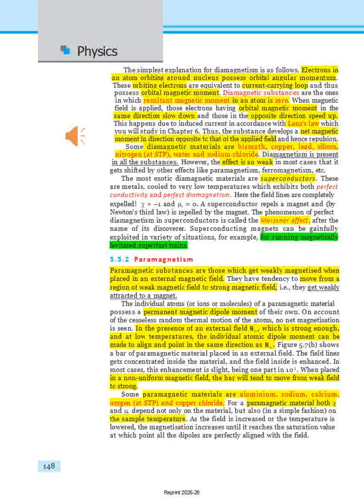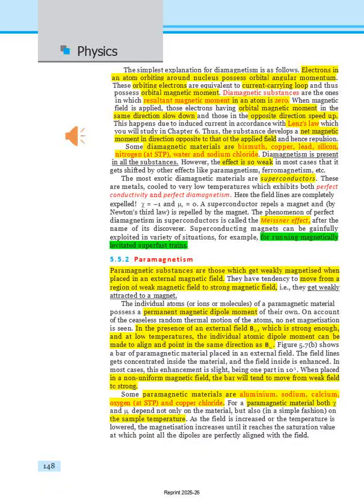The simplest explanation for diamagnetism is as follows. Electrons in an atom orbiting around the nucleus possess orbital angular momentum. These orbiting electrons are equivalent to current-carrying loops and thus possess orbital magnetic moment. Diamagnetic substances are the ones in which the resultant magnetic moment in an atom is zero. When a magnetic field is applied, those electrons having orbital magnetic moment in the same direction slow down and those in the opposite direction speed up. This happens due to induced current in accordance with Lenz's law, which you will study in Chapter 6.